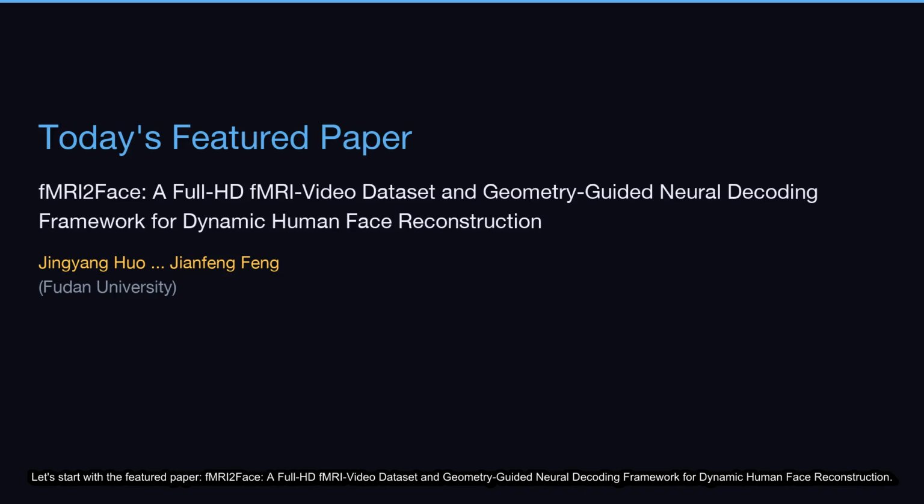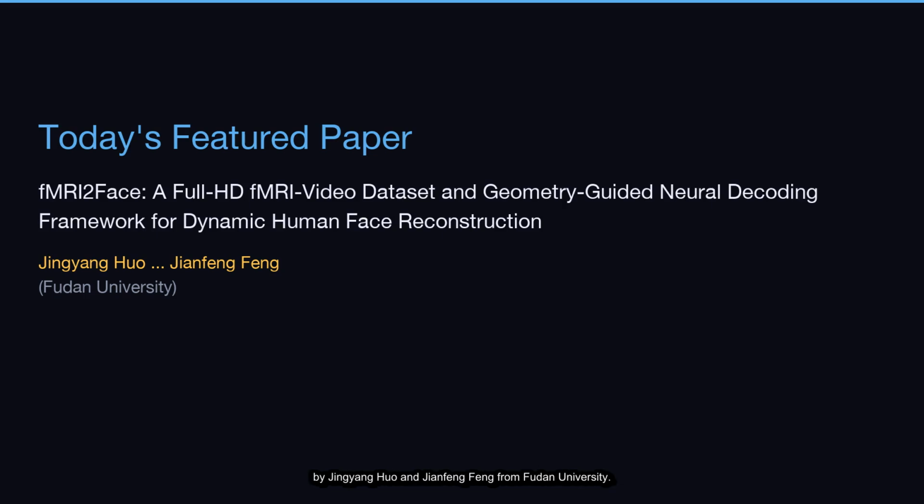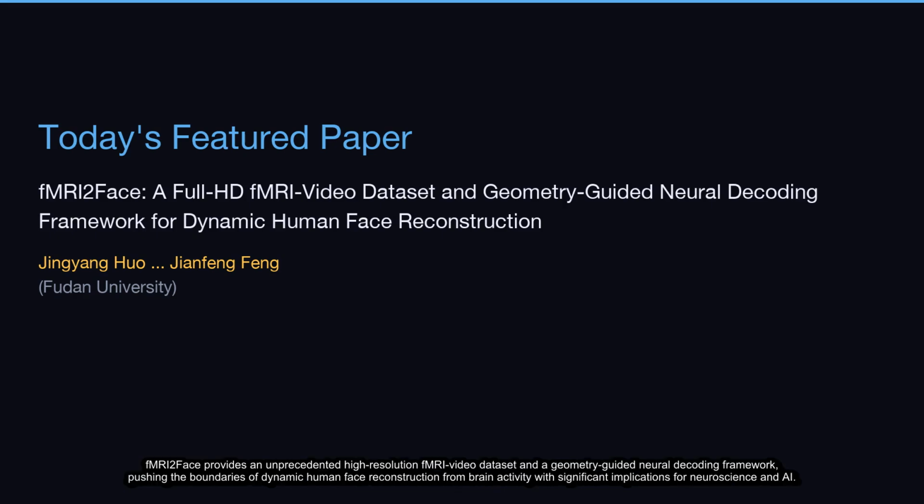fMRI-2Face, a full HD fMRI video dataset and geometry-guided neural decoding framework for dynamic human face reconstruction, by Jingyong Hua and Jianfeng Feng from Fudan University. fMRI-2Face provides an unprecedented high-resolution fMRI video dataset and a geometry-guided neural decoding framework, pushing the boundaries of dynamic human face reconstruction from brain activity with significant implications for neuroscience and AI.